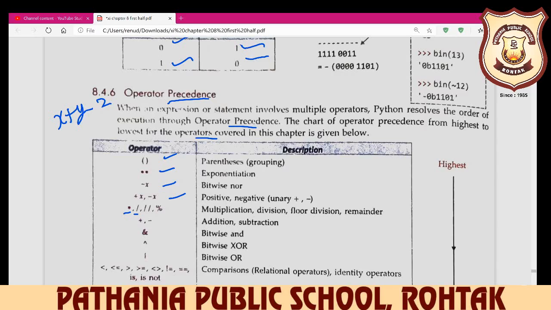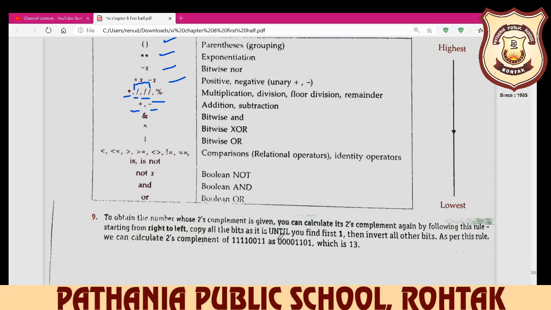Division always gives you the complete answer. If your answer is a floating point, for example 3.5, it displays 3.5, but floor division always displays only the integer. For example, if your answer is 3.5, the floor division only displays 3. Okay. And modulus means the remainder, then addition, then subtraction, then bitwise AND, then XOR, then bitwise OR, and then less than or equal to, greater than or equal to, not equal to, and not x. So these are all the precedence. Always solve from the highest to the lowest.